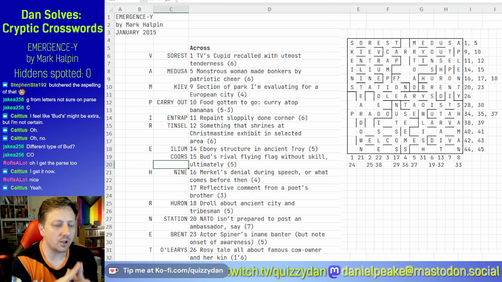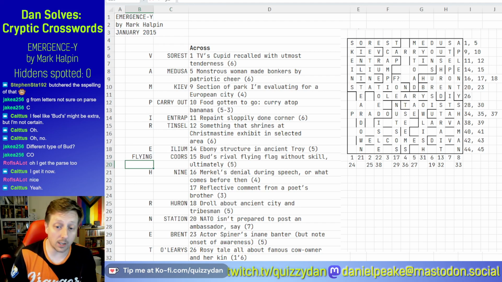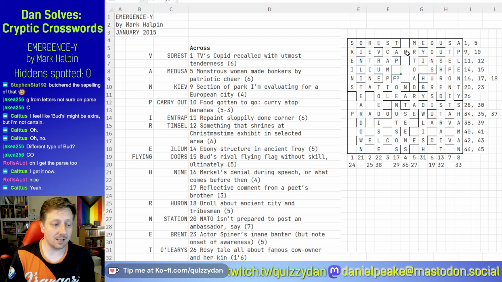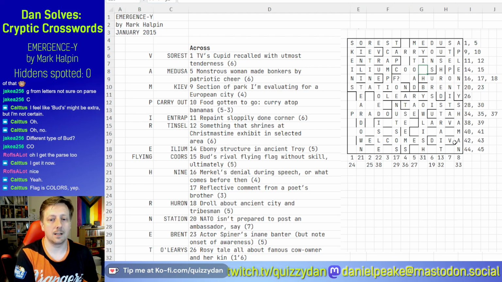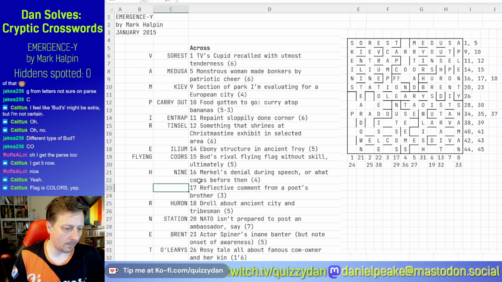Flying. So flying is your extra word, and it's just flag. Your flag are your colours. Without skill, ultimately, to take out the L out of colours. American spelling, of course. And we get cause. Of course it is. Reflective comment from a poet's brother.